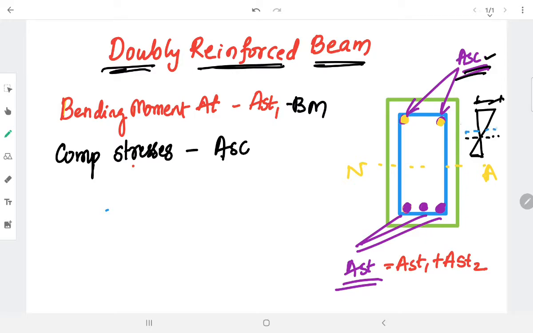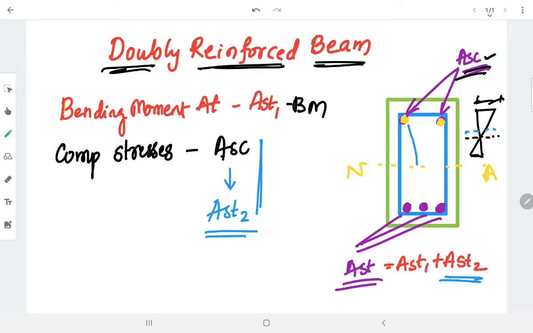When you provide the reinforcement at the top, again there is a stress variation, or strain variation, at the bottom. To avoid that, to balance this Asc, I am going to provide additional reinforcement at the bottom, that is Ast2. So when you have the compressive reinforcement at the top, to balance it I am supposed to provide the additional reinforcement Ast.